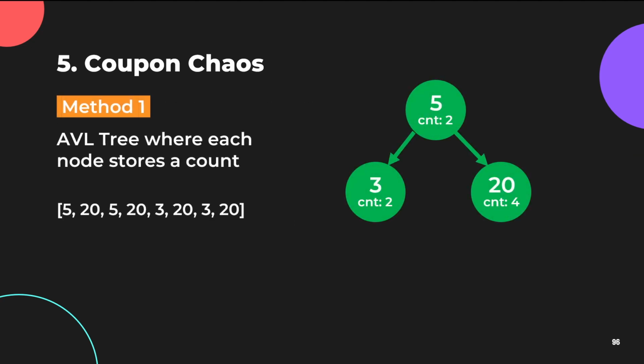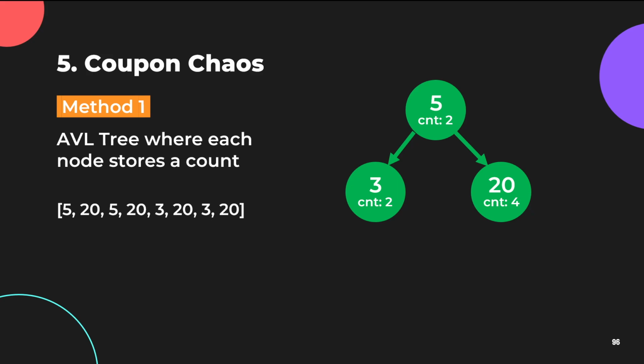First one is using an AVL tree, but in this case we are going to augment the AVL tree node to store a count. For example, 5, 20, 5, 20, 3, 20, 3, 20. I will insert 5, count 1. I will insert 20, count 1. Then I insert 5 again, so the count of 5 becomes 2. Then 20, I add the count; 3, I add it to the AVL; then 20, add the count; 3, add the count; 20, add the count also. In this case I will have an AVL tree of just the distinct items, but now I will keep the count also.